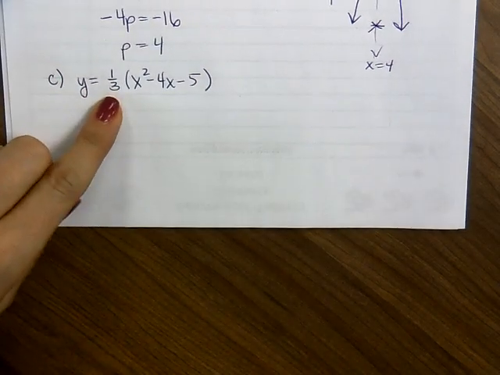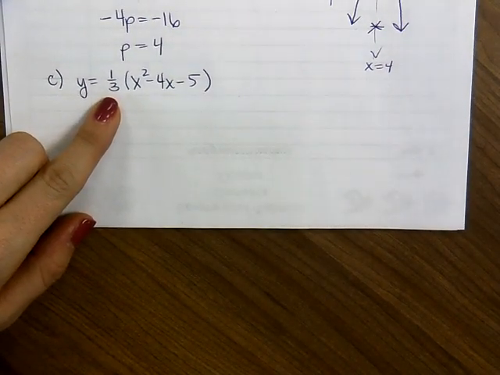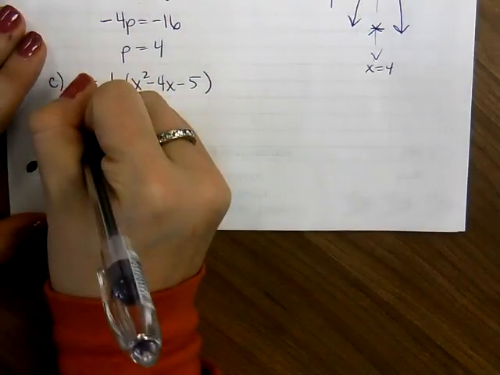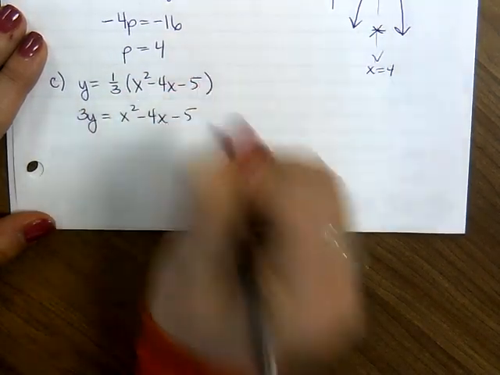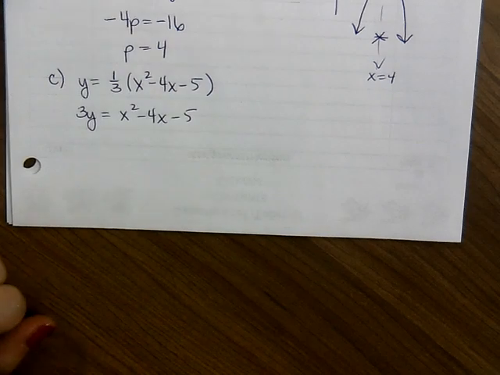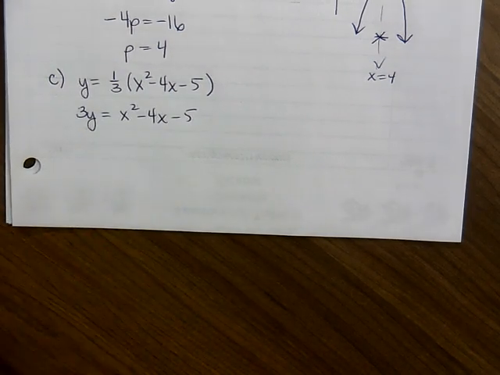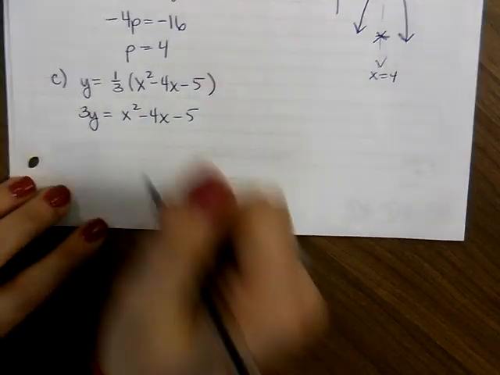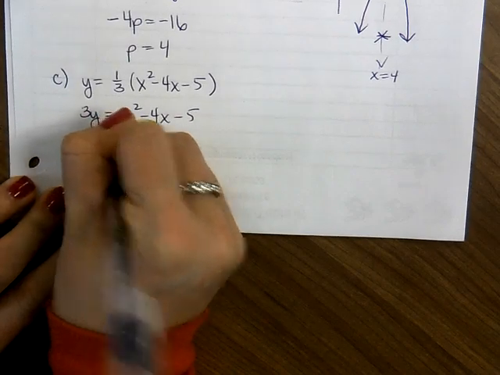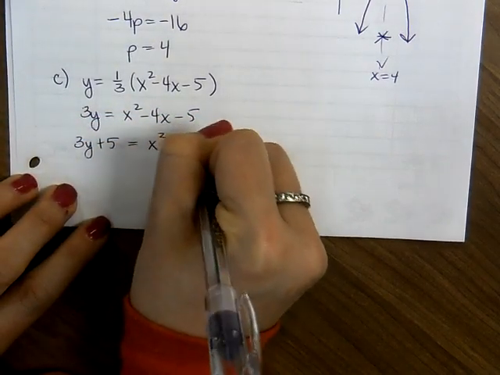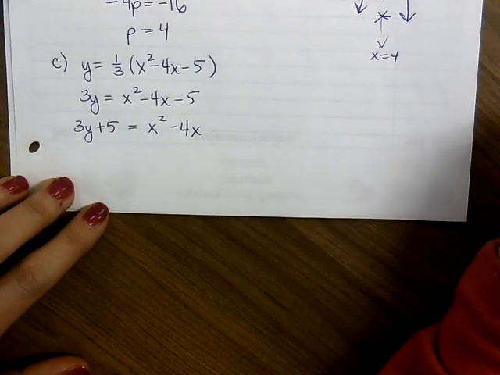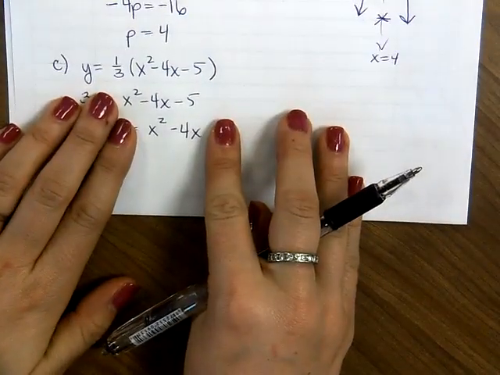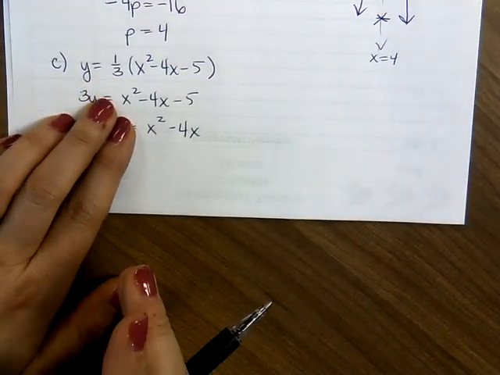So the first thing I want to do is get rid of the 1/3. So to get rid of it, you're going to multiply by 3 on both sides. So now I have 3y equals x squared minus 4x minus 5. Okay? Now what do you want to do? Think about how we completed the square with the circle. We should add over the 5. Yep. So now I have 3y plus 5 equals x squared minus 4x. I don't have to leave a space. It's on the right. Plenty of space.